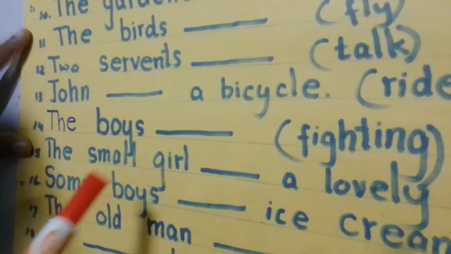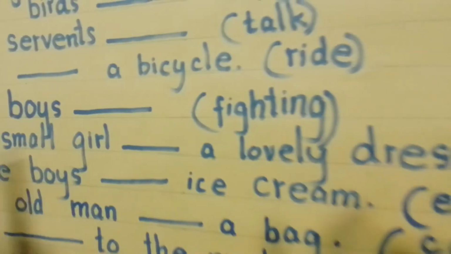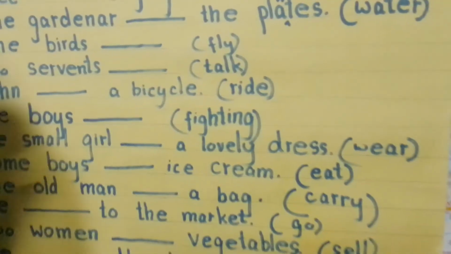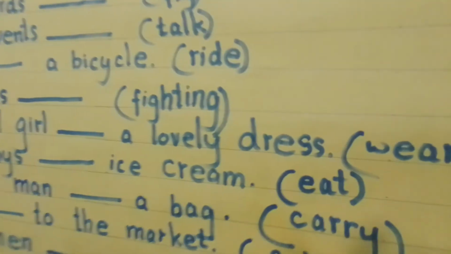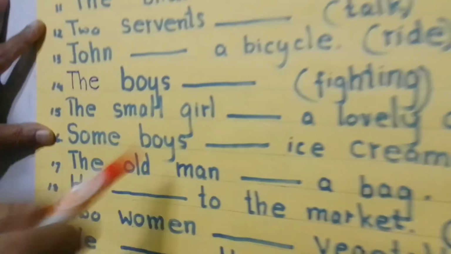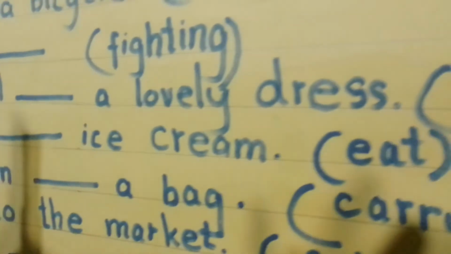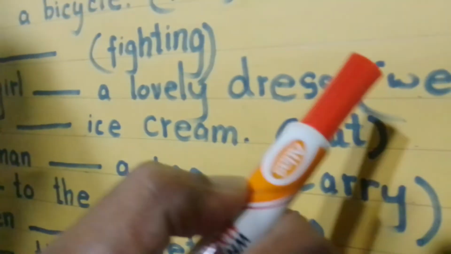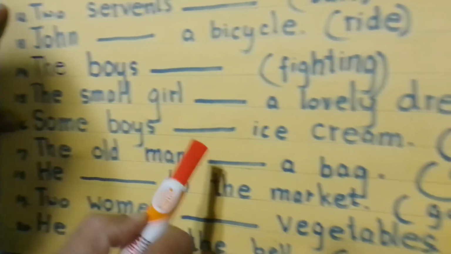Next one, the small girl. It is singular. Therefore, you have to use is. The small girl is. The verb is wear. Then you have to say it as wearing a lovely dress. Next one, some boys. It is plural. When the subject is plural, we have to use the auxiliary verb are. Some boys are. They have written the verb eat within brackets. You have to place it with ing. Some boys are eating ice cream.